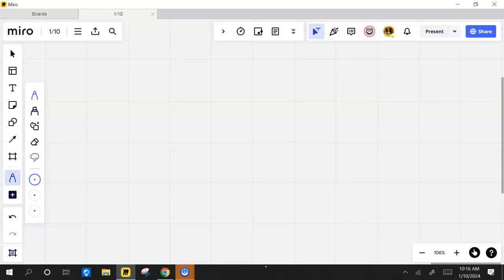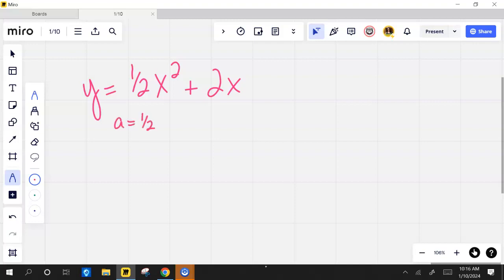All right, so let's do example number 2 on here. Y equals 1/2 x squared plus 2x. Tell me what you know before you do it. A is 1/2, B is 2, and C is 0. Tell me what else you know. It opens up because it's positive. Wide because it's less than 1. Everybody okay? Y-intercept? 0. 0 because C is not there, right?